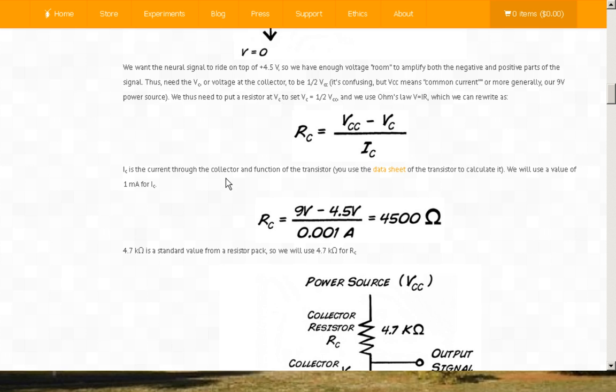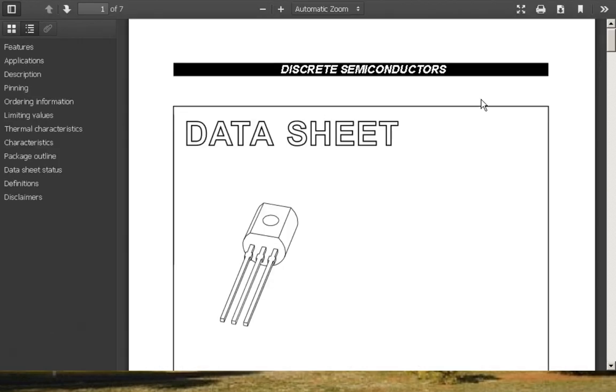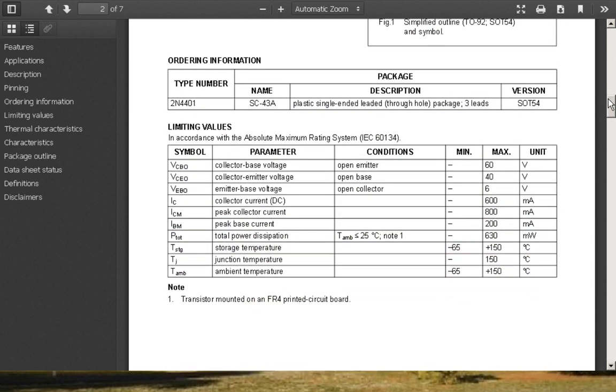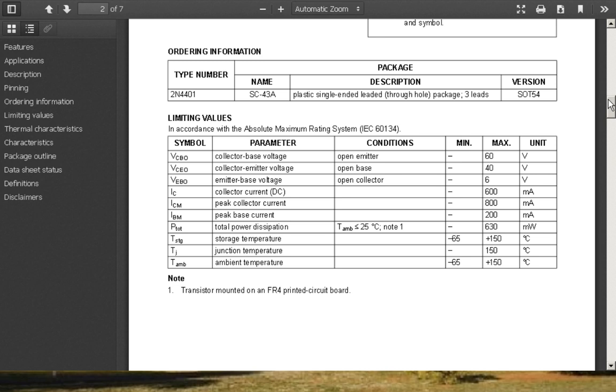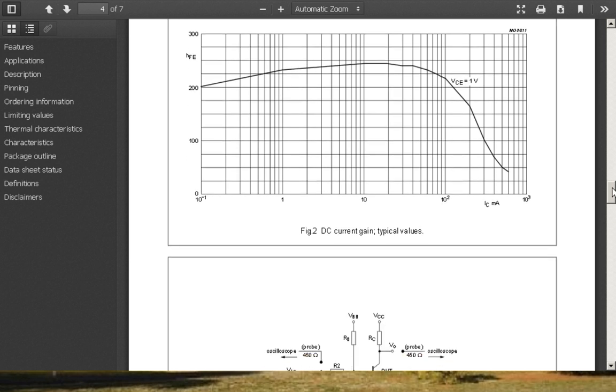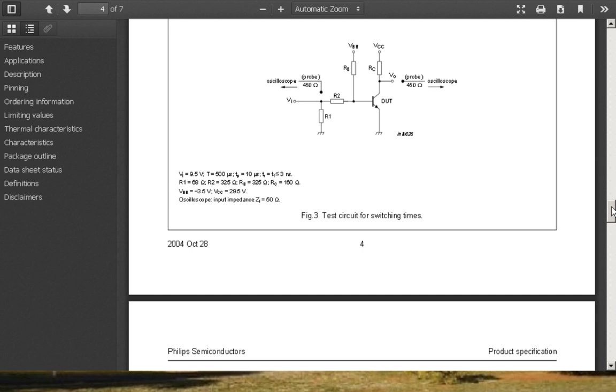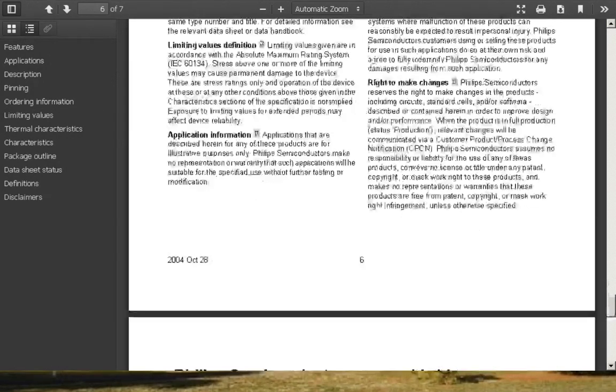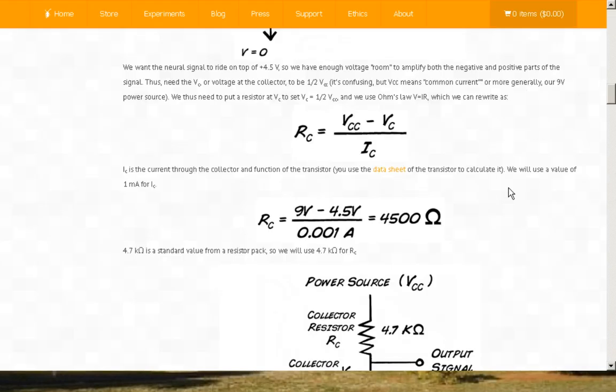How he decided that, I don't know. Use the data sheet of the transistor to calculate it. We will use a value of 1 amp for current. The max IC is 600 milliamps. That's the gain. HFE is the gain of the transistor. Collector emitter volt is 1 volt. DC current gain. Some other stuff in there, but I'm not going to get into all that.